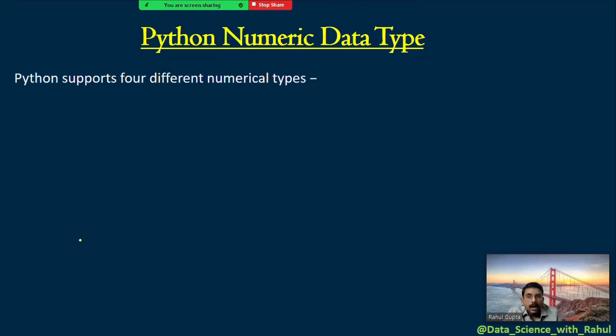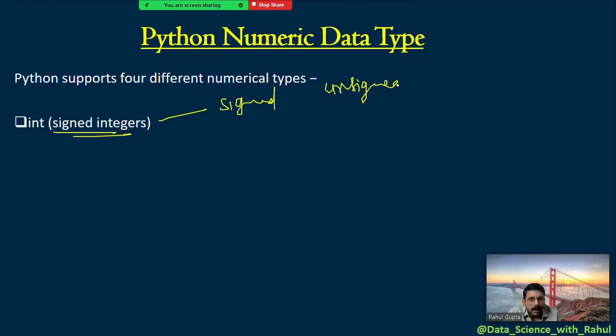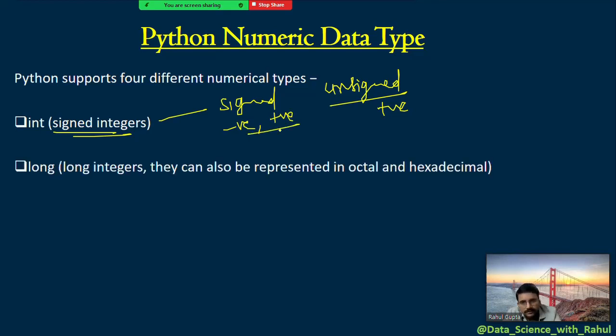Now there are four types of numerical numbers Python supports. What are those? The first one we call integer, the signed integer. Signed means, see, there are two kinds of integer in computer languages. One we call signed and another we call unsigned. Unsigned means they are positive numbers only. Signed means it has negative as well as positive, both. So those are the signed integers.